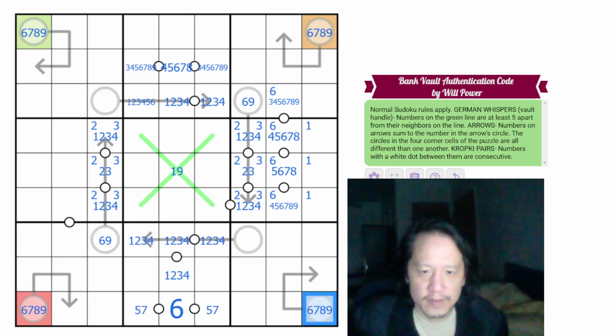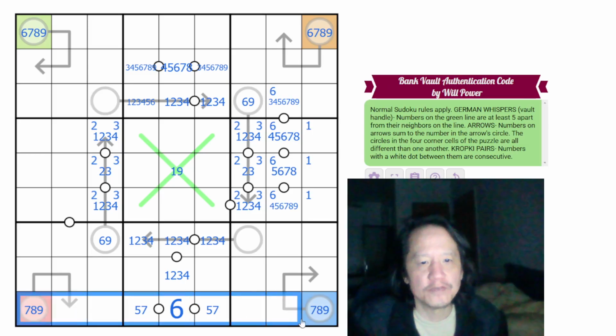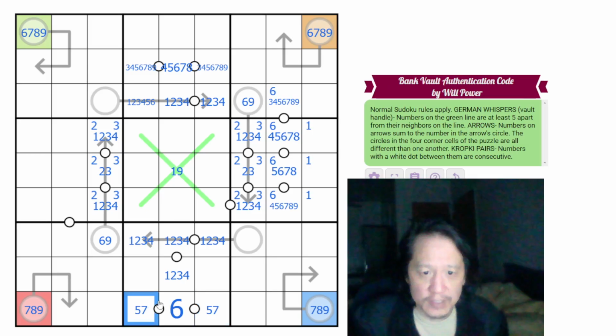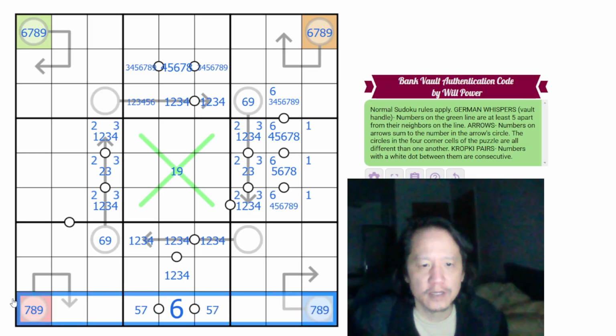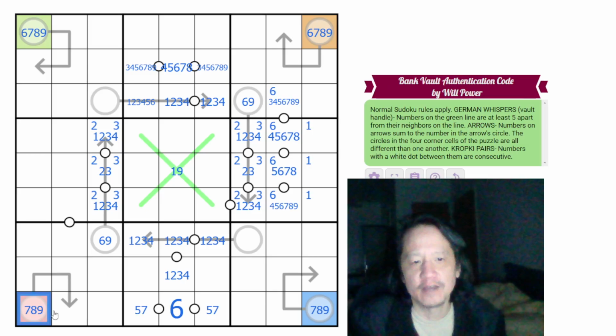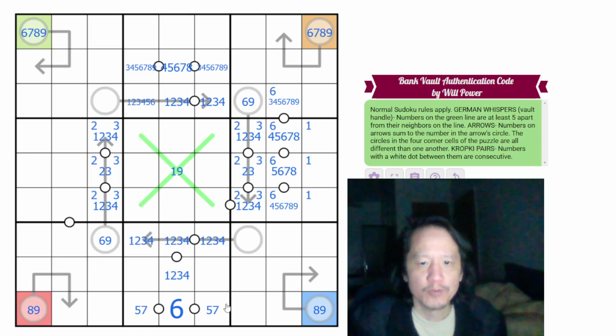Well, we have these can't be 6 anymore. We have a 5, 6, 7. We have a 5, 7 pair in row 9, which eliminates 5 and 7 from the rest of the row. So this can't be 7. This can't be 7. We know these are unique, and they have to be unique with all the other corner arrows, circles. So this can't be 8 or 9. This can't be 8 or 9, so this has to be 6, 7, 6, 7.